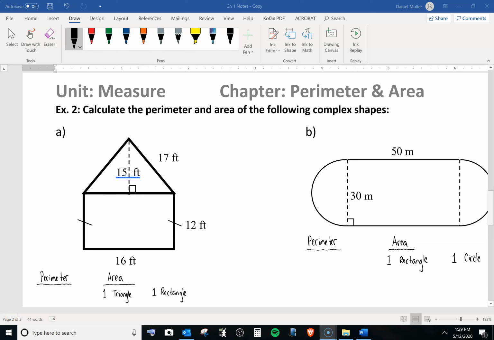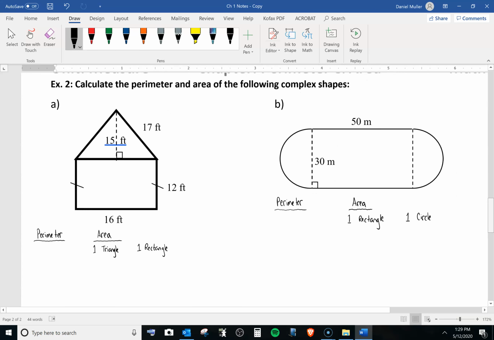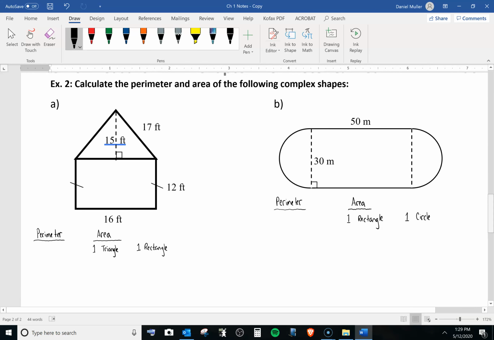Example number 2 here, we're calculating perimeter and area still, and again, they are more complex. These are composite shapes. And so let's take a look here. Actually, I'll zoom out here if you need to pause it. I did just label perimeter and area.